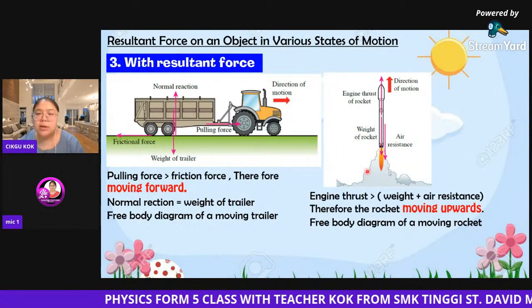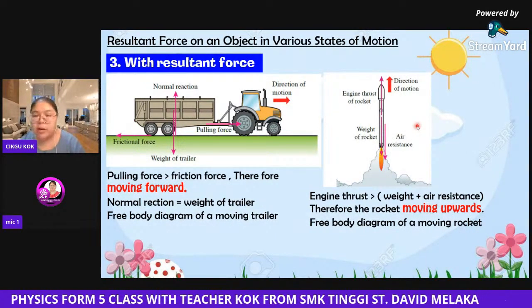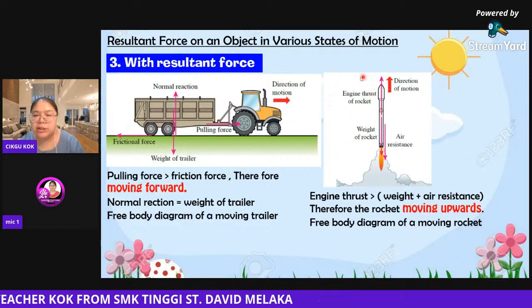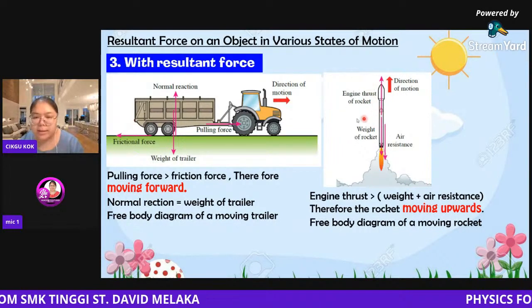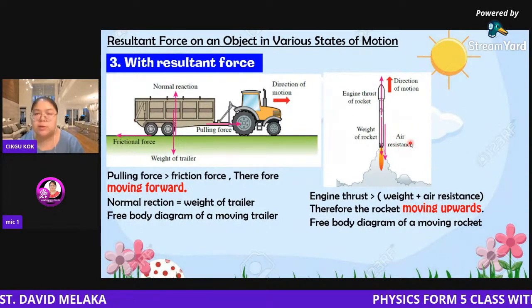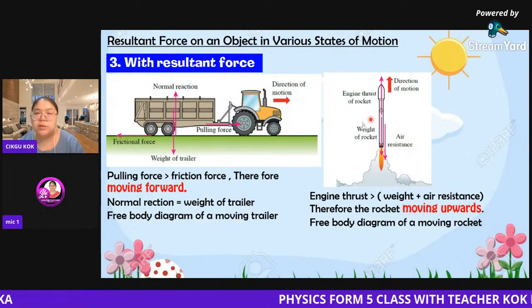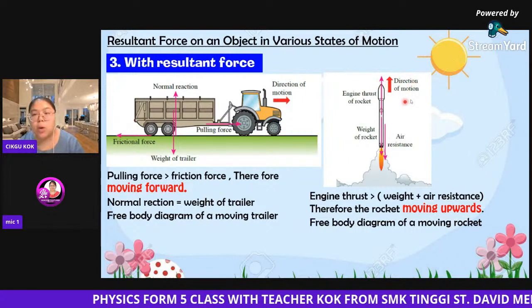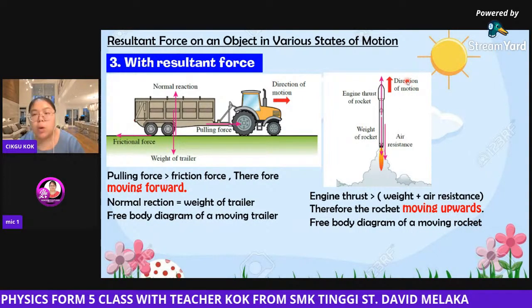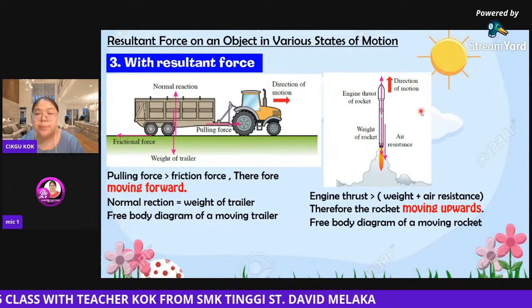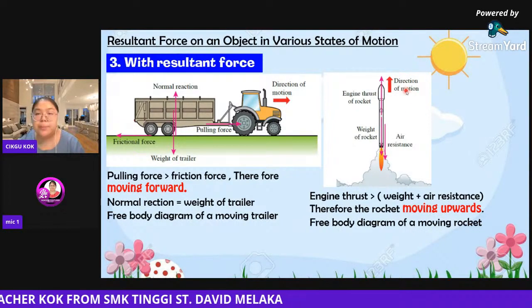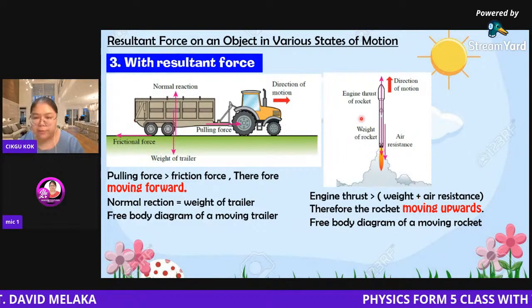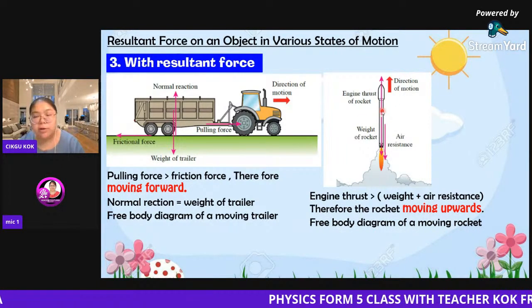Okay, this part, the rocket. The rocket is moving upwards, is it? So from here we can say the engine thrust is more than the weight and also air resistance. So up is more than the bottom one. So finally the up one should be bigger because they go up. So you can see the direction of the motion. The arrow is a little bit bigger, which means they will go upwards. So from here we can say the free body diagram acting on the rocket. Finally the rocket is moving, is it?